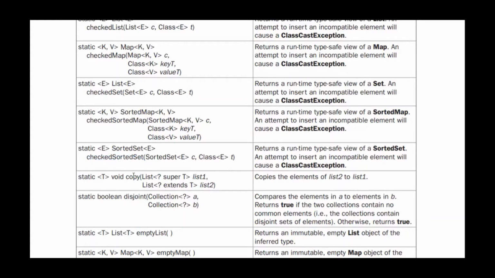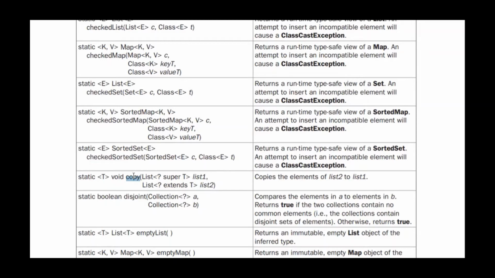Then the method that is copy. The copy method will be useful in copying the elements of list 2 to list 1. This copy method takes two lists, that is list 1 and list 2. Whatever elements are present in list 2 will be copied to list 1.